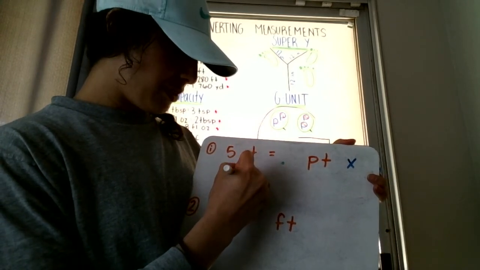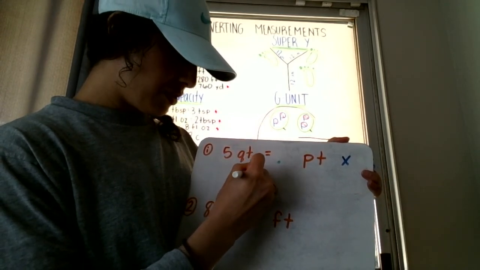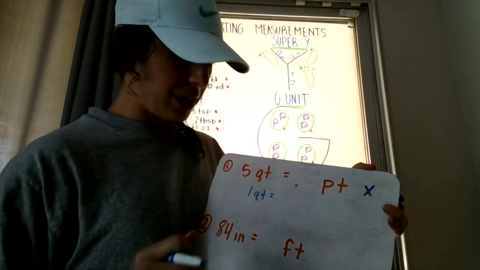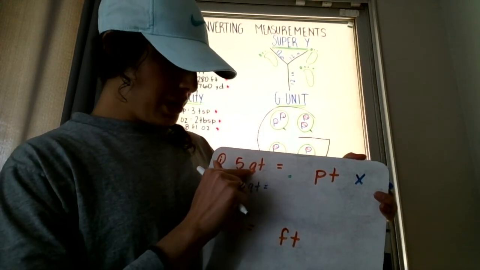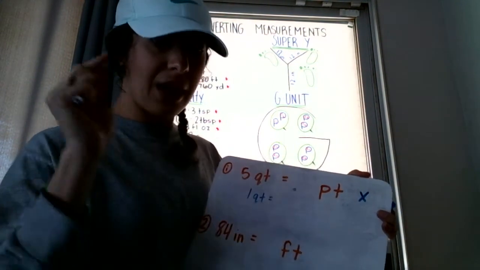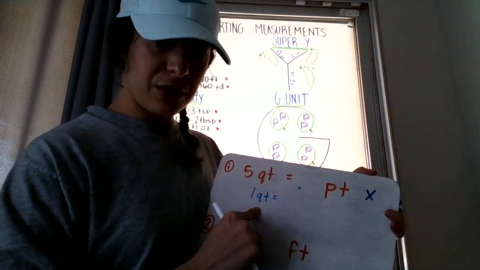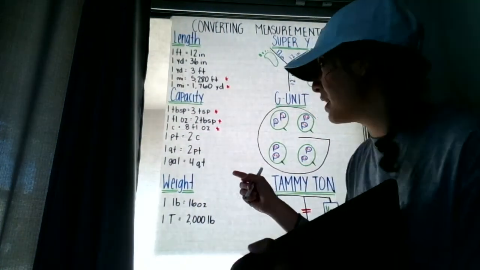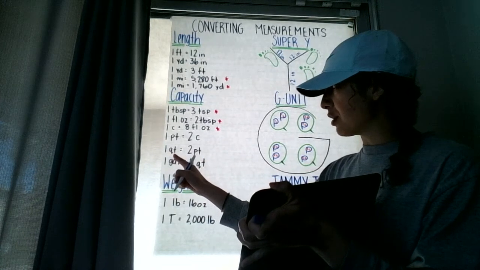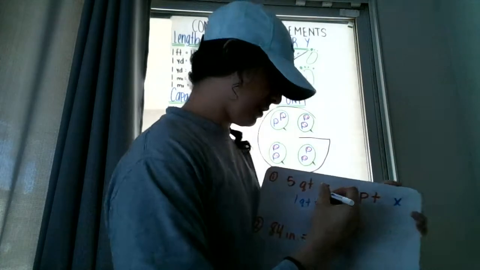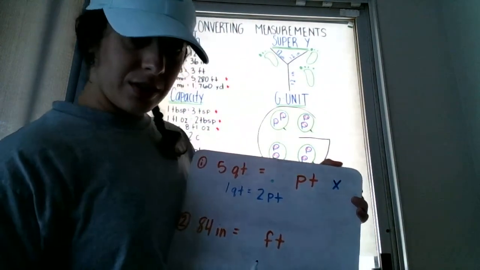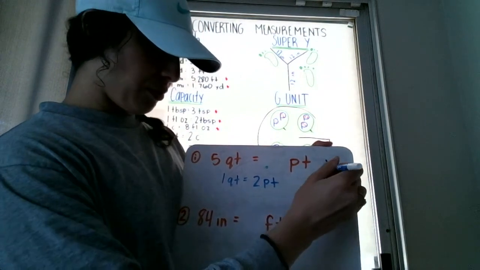In 1 quart, how many pints are there? So this is how you're going to start every problem when you're converting. You're going to take one of these measurements, so 1 quart, and you're going to think, how many pints are in a quart? Well, that's why I said copy this down. So let's see. I'm going from quart to pints. So in 1 quart, there are 2 pints. Okay. So in 1 quart, there are 2 pints. Remember this.